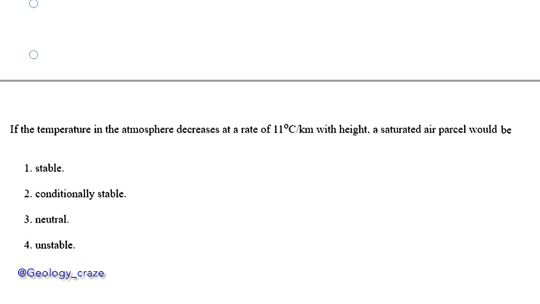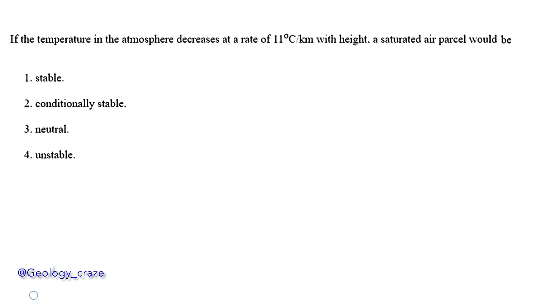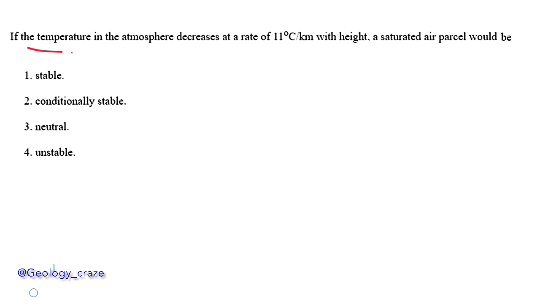So in the next question, if the temperature in the atmosphere decreases at a rate of 11 degrees Celsius per kilometer with height, a saturated air parcel would be. First we should know the concept of lapse rate, saturated air parcel, and all those things. But I'm not going into that detail in this video. I'm just giving you some numbers.